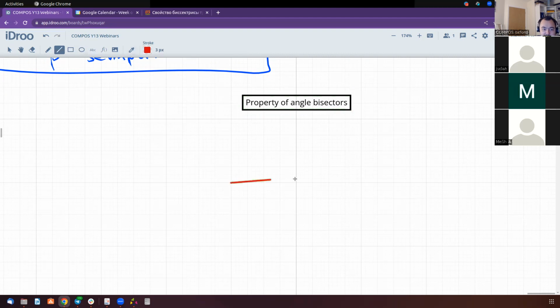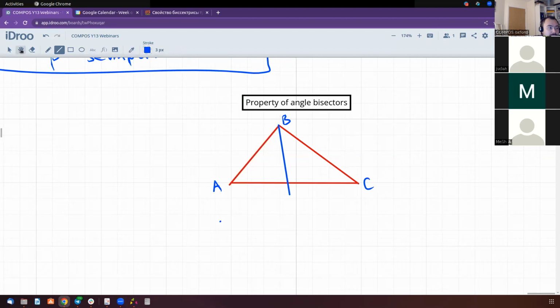All right. So if you have a triangle ABC and you have a bisector, and let's say it's D. The property of angle bisectors is that the ratio of AB to BC is equal, let's put it as a proportion, AB to BC is equal to AD to DC.